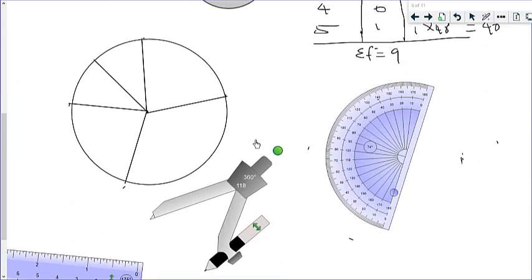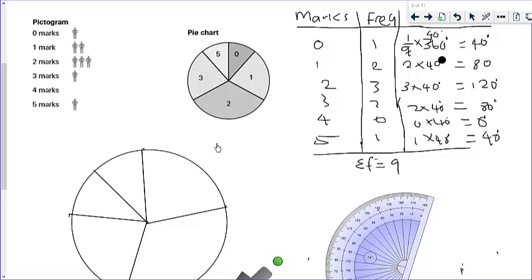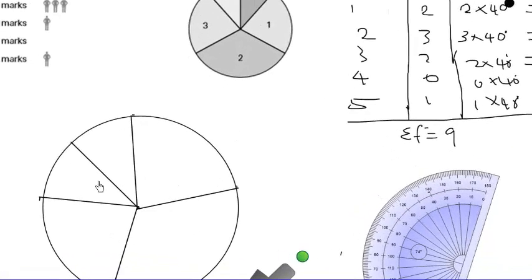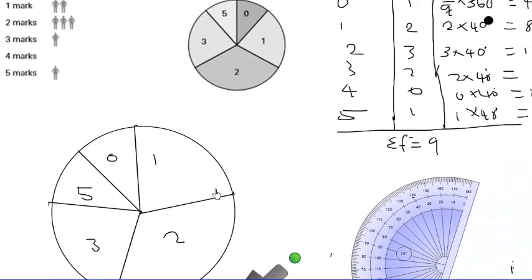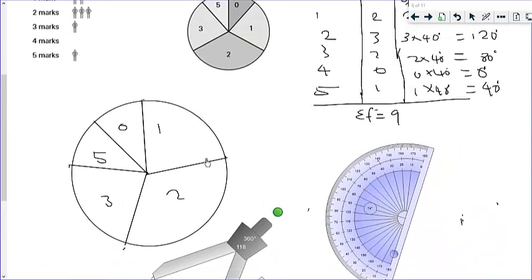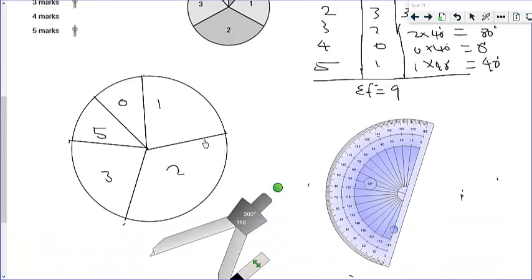So this is how we draw the pie chart for the corresponding marks. So this is a 0 mark, and this will be the 1, then we have 2, then we have 3, then we have 5 mark. So that was how the pie chart was drawn over there, and I hope I've managed to convince you or review your knowledge on how to draw the pie chart.